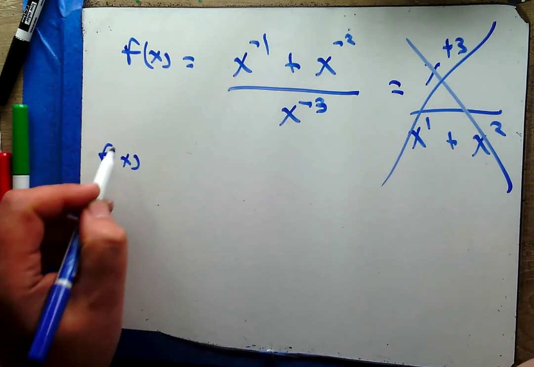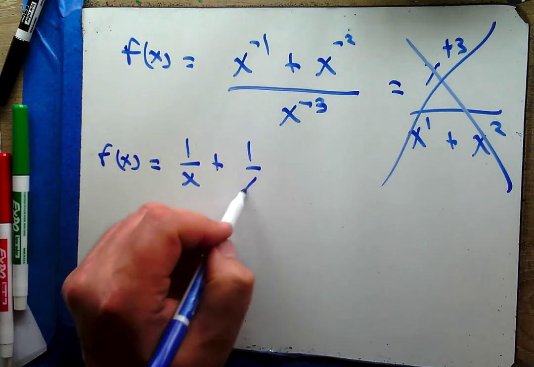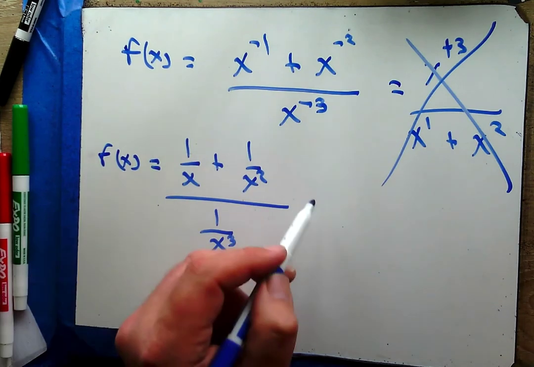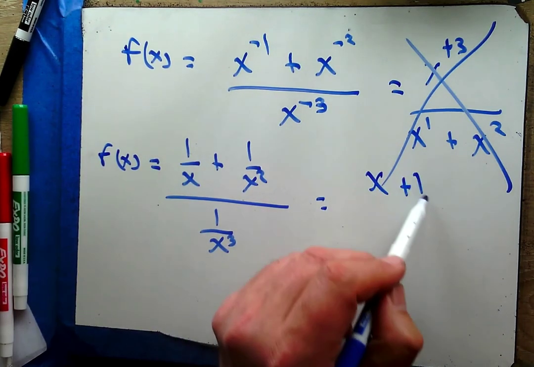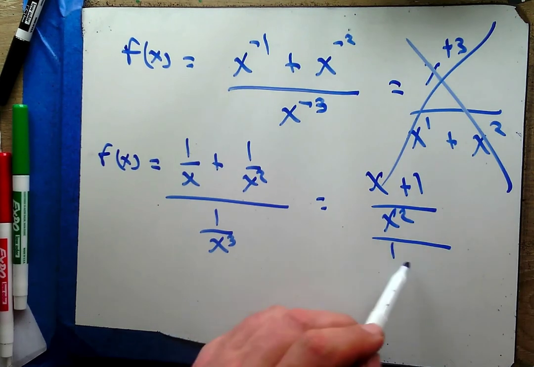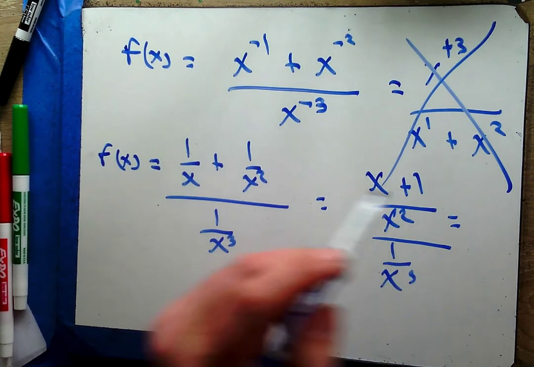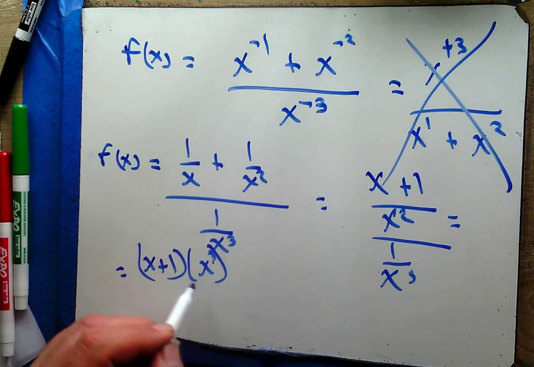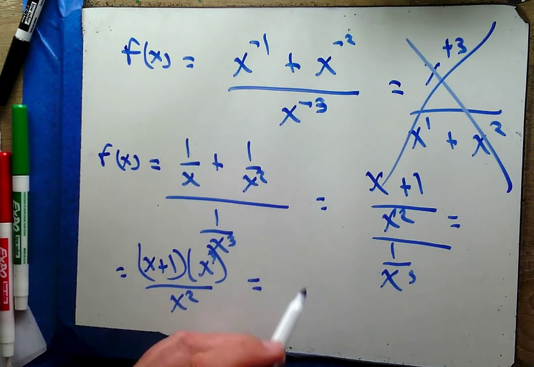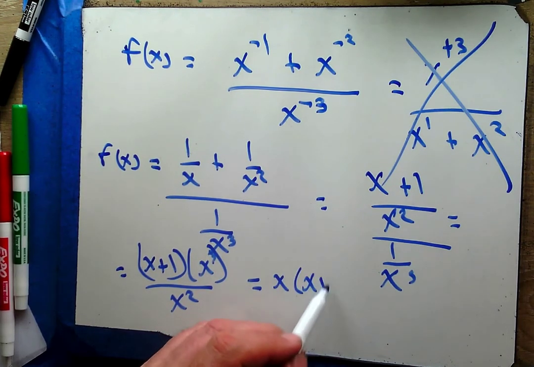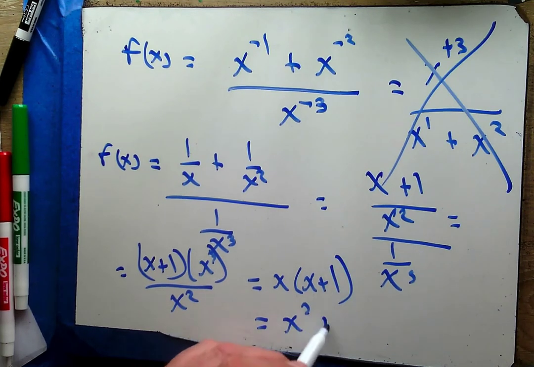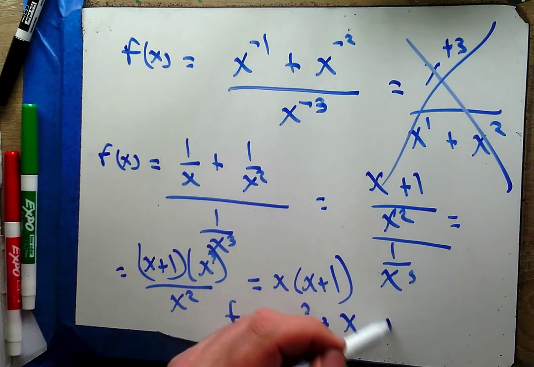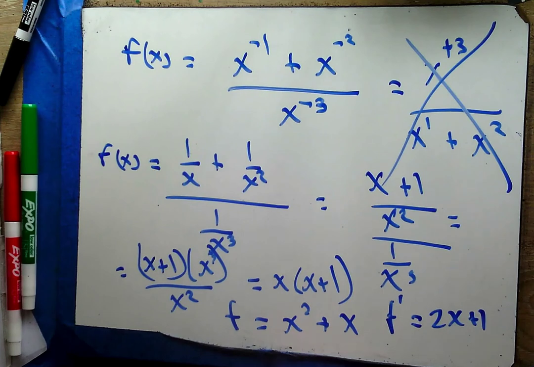Because really what I've got here is f of x equals 1 over x plus 1 over x squared over 1 over x to the third. If I make a common denominator here, I've got x plus 1 over x squared over 1 over x to the third. So that's going to give me x plus 1 times x to the third over x squared. And then I could do some canceling. I've got x times x plus 1, which is x squared plus x. Now, if you do get through all of that, yeah, taking the derivative here is wicked easy. It's just 2x plus 1.